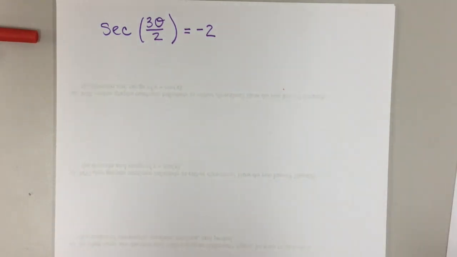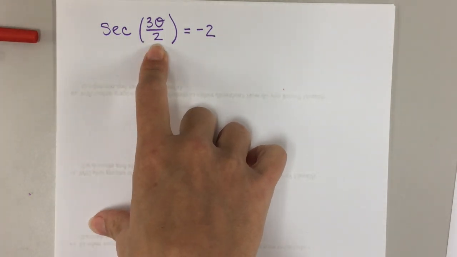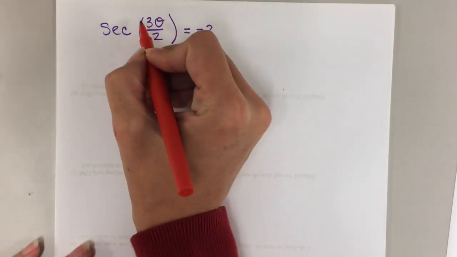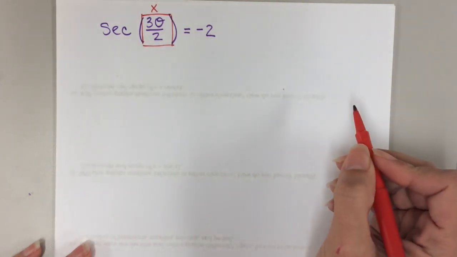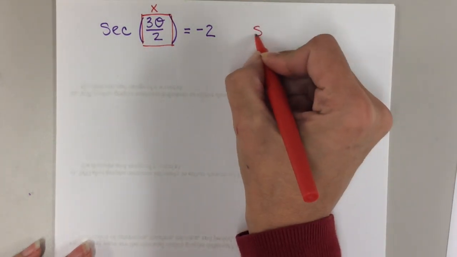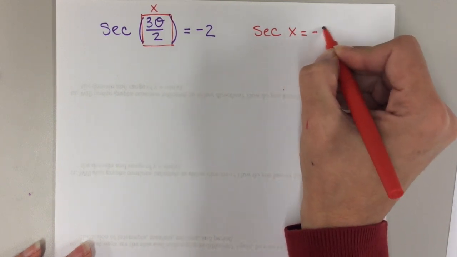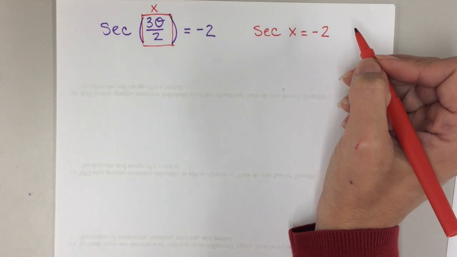All right, let's do another example for solving trig equations. This time you'll notice we have a fraction being multiplied by our theta. Hopefully you're remembering that we want to think of all of this as just x. And so when we go to the unit circle, we're just going to look at where is secant, or what angle is going to give us a secant of -2.